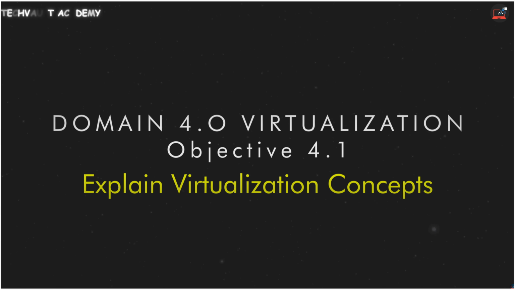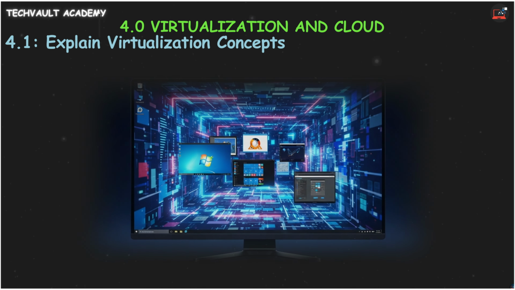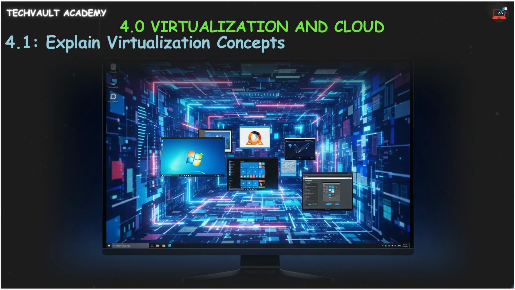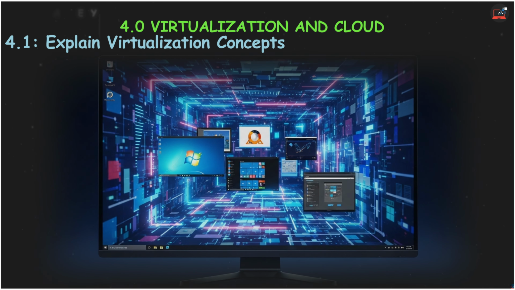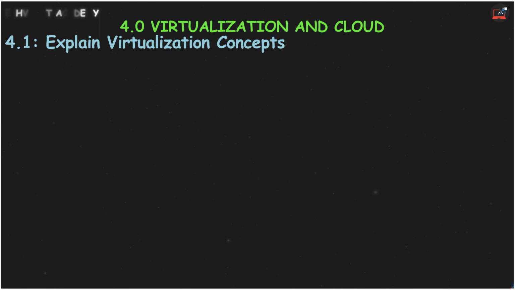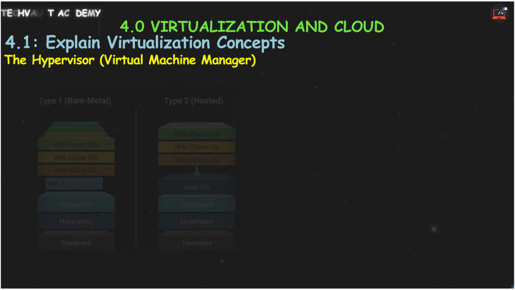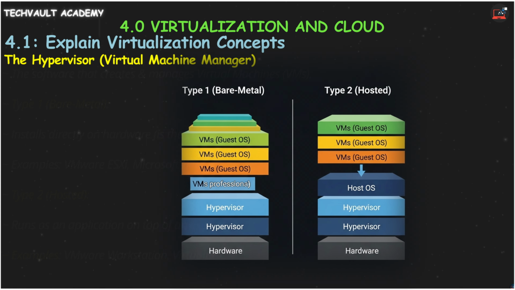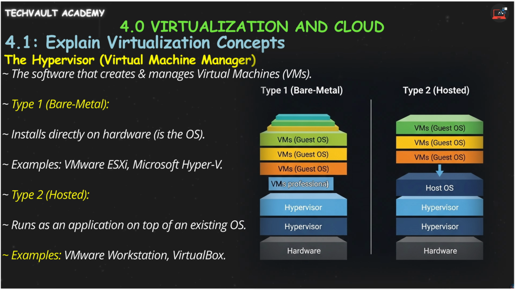We're kicking off Domain 4, Virtualization and Cloud Computing, with Objective 4.1, explaining virtualization concepts. Virtualization is like having multiple computers running inside one physical machine, a powerful digital playground for IT pros. So how does this magic work? Through a hypervisor, also known as a virtual machine manager. It's the special software that creates and manages the virtual world.